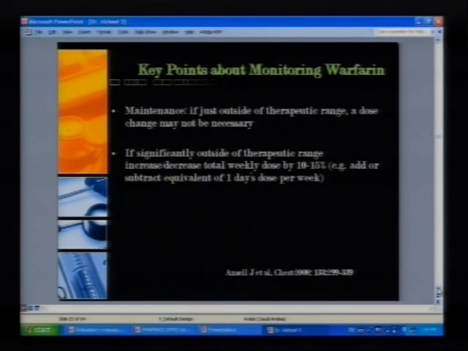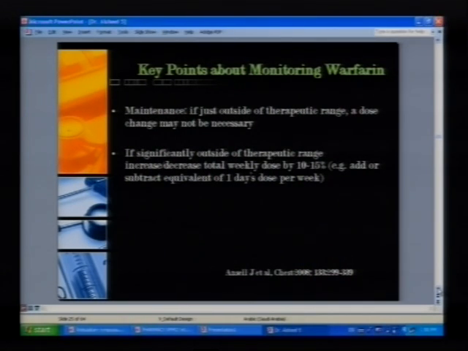For maintenance, this is very practical: if you are following a patient and the INR is 3.1, what should you do? Just leave it as it is. If it is just outside of the therapeutic range, a dose change might not be necessary, because this is one of the inherent features of warfarin. It will fluctuate by 0.5 or 0.3 every day. You might just monitor it after 2 weeks, 7 to 14 days, and you will find it in the therapeutic range.